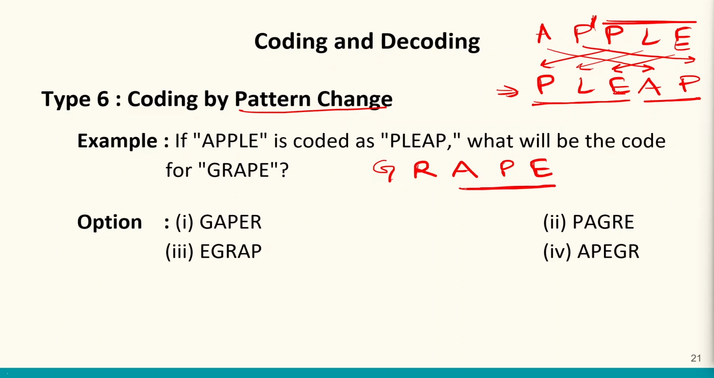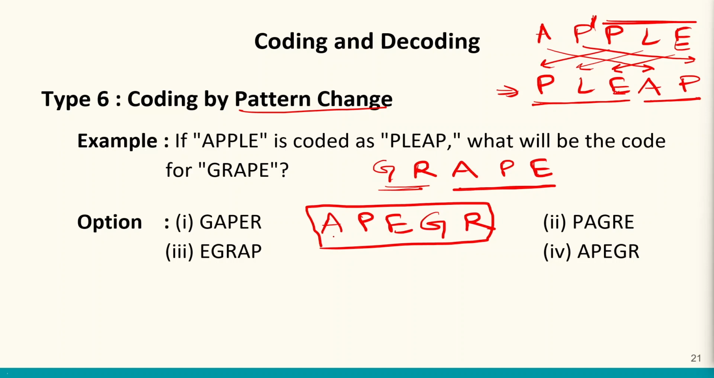So last three letters will be APE. So A, P and E will be written first and the first two letters are G and R, and G and R will be written later on. So our code will be APEGR. Do we have an option? Yes, we do have an option for APEGR, which will be the coding of this particular word.